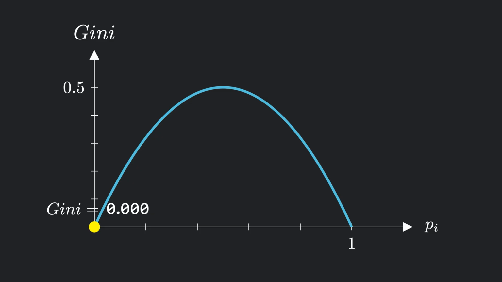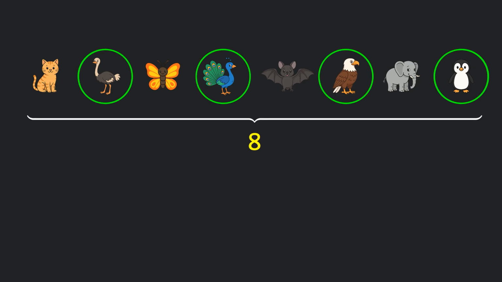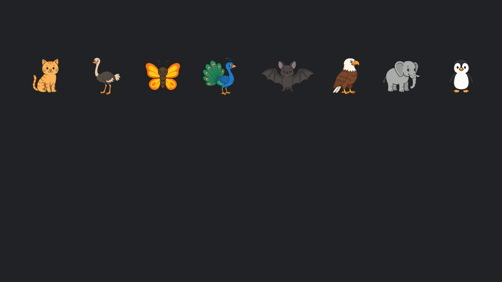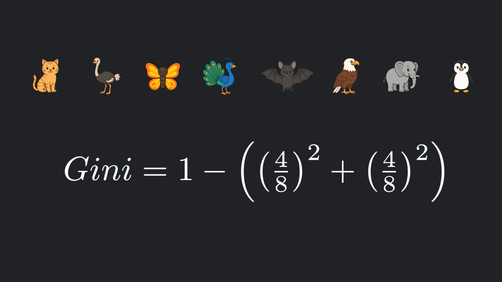It may feel a little abstract at first, but don't worry, it gets much clearer once we actually plug in numbers and work through examples. In our example, we have a total of 8 animals, out of which 4 are birds and 4 are not birds. So if we plug these proportions into the Gini formula, we get 0.5.